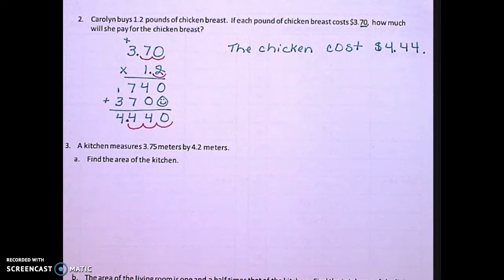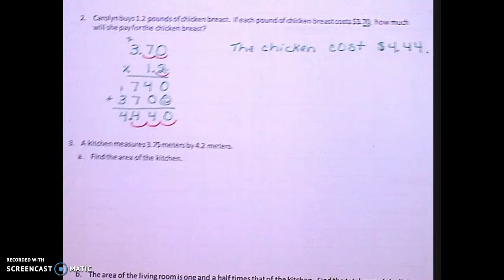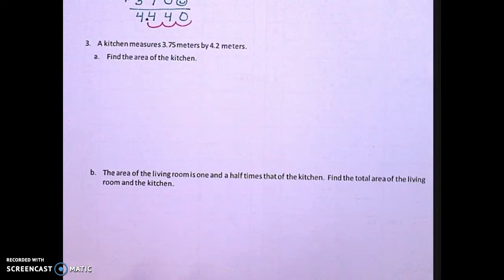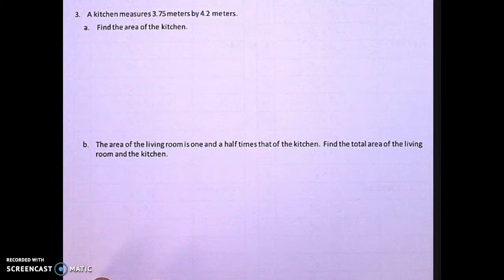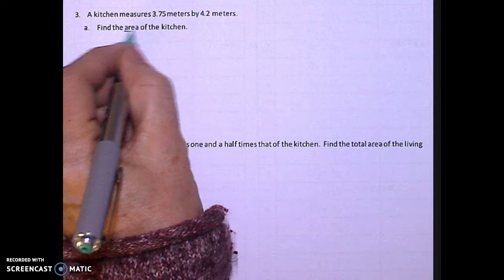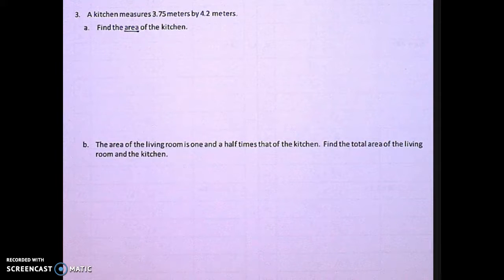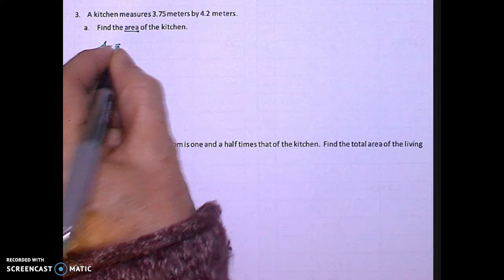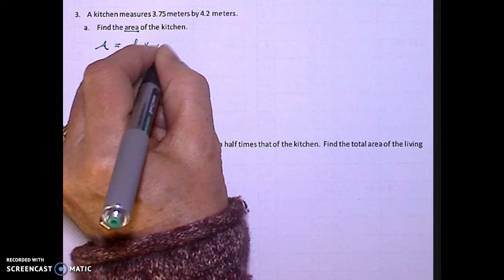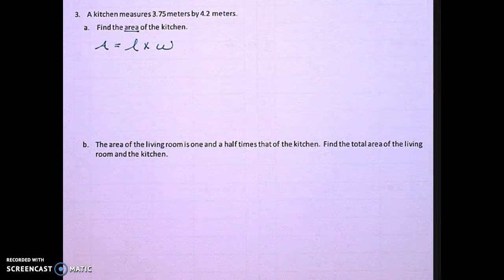All right, let's look at the next question, and that talks about a kitchen that measures 3.75 meters by 4.2 meters. It says find the area of the kitchen. Think about the formulas you know, and if you can remember the formula for area. Okay, good. Area equals length times width. Sometimes we say base times height.